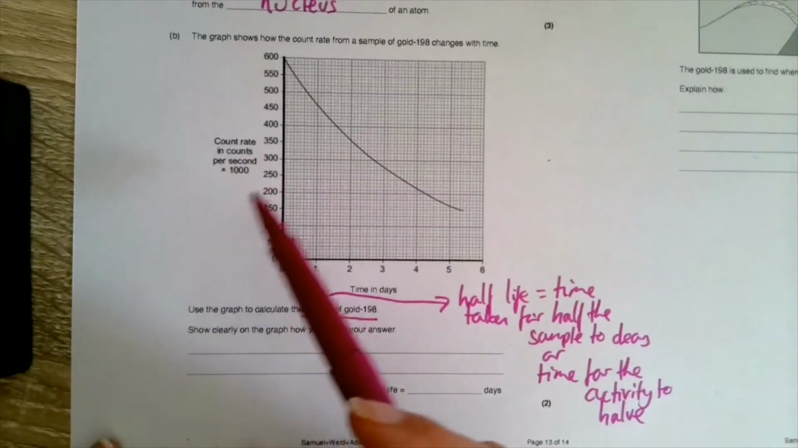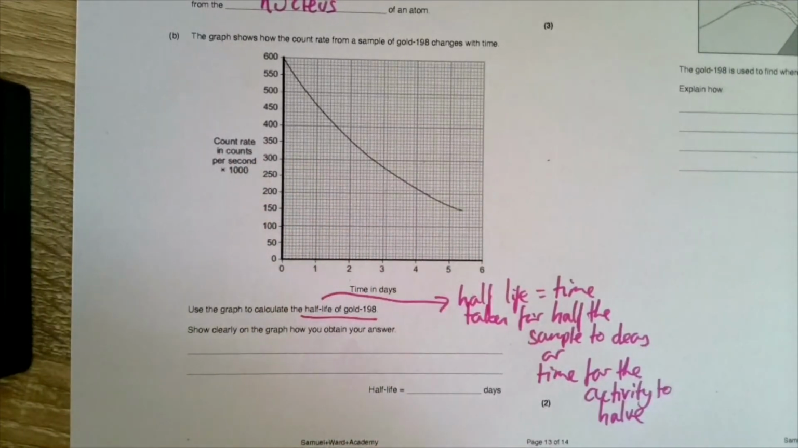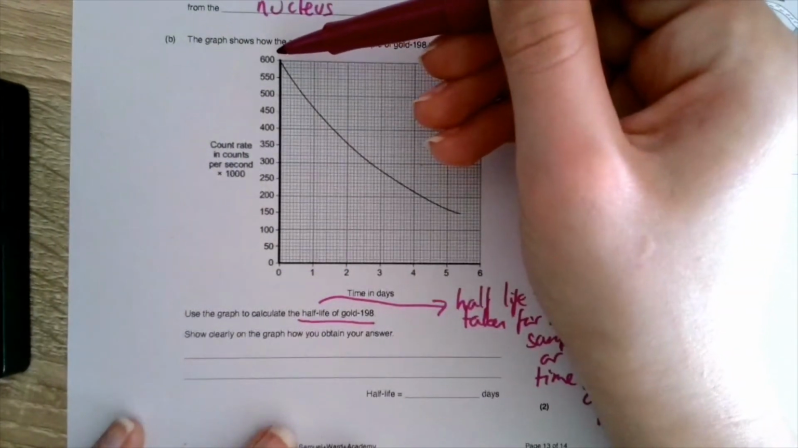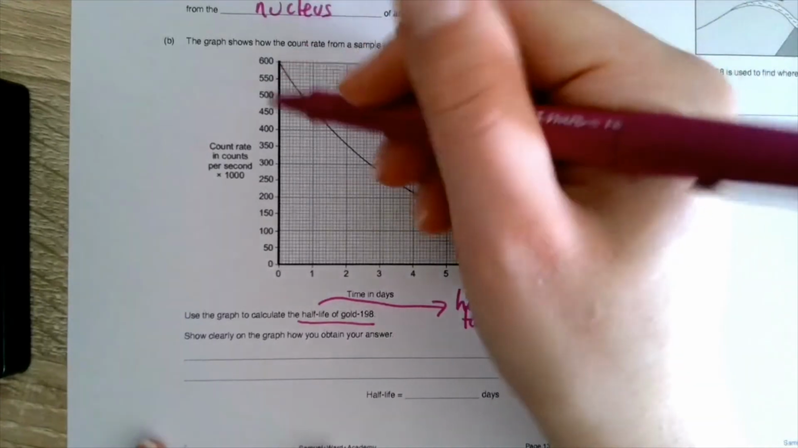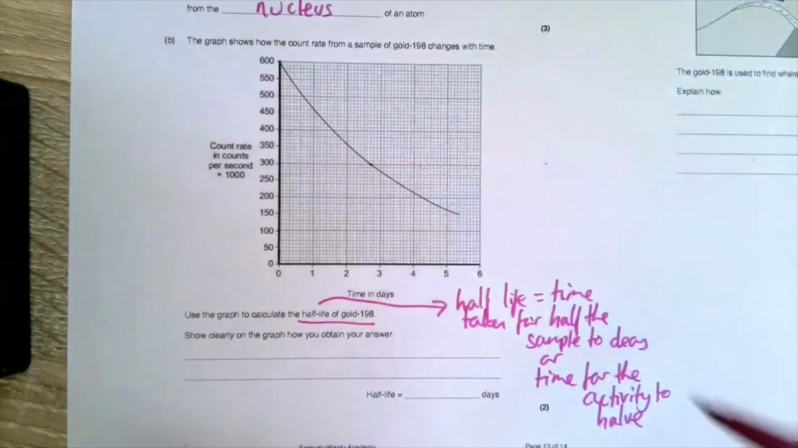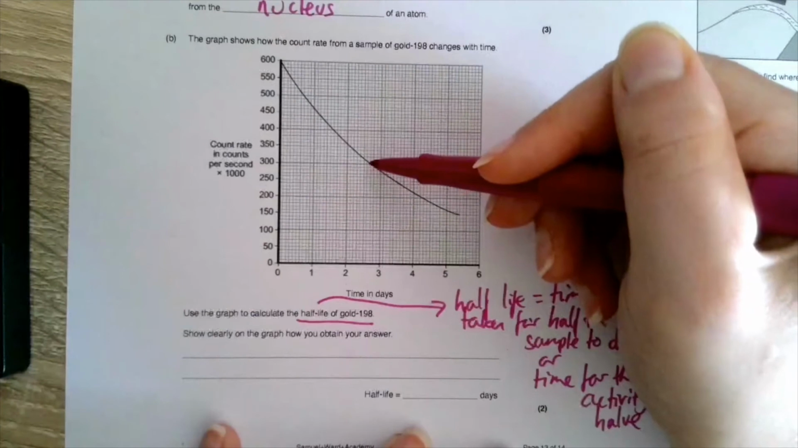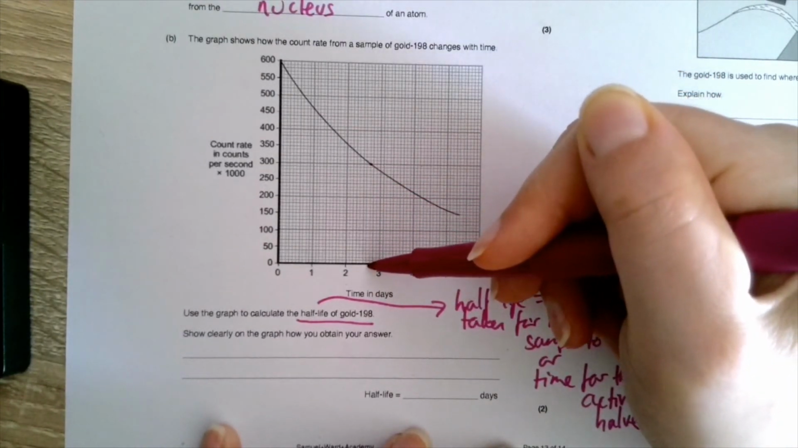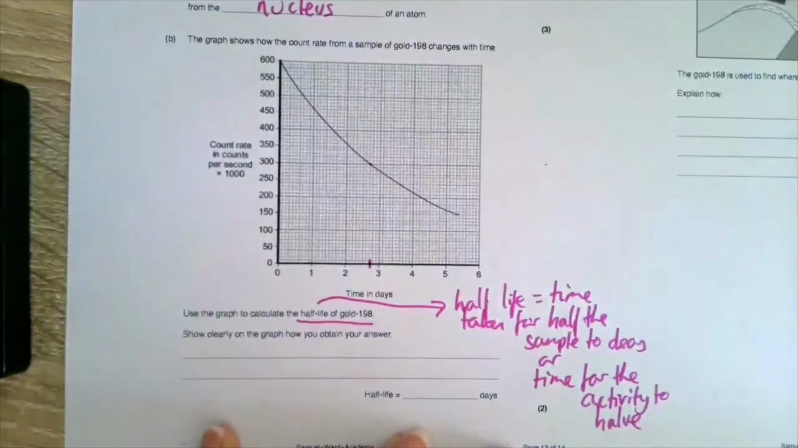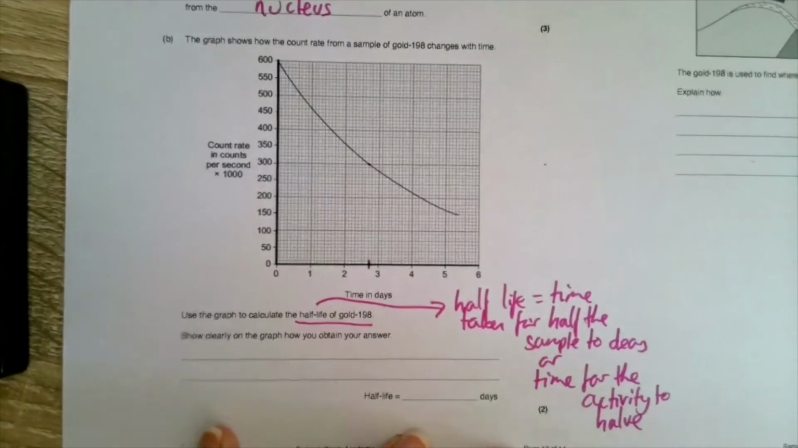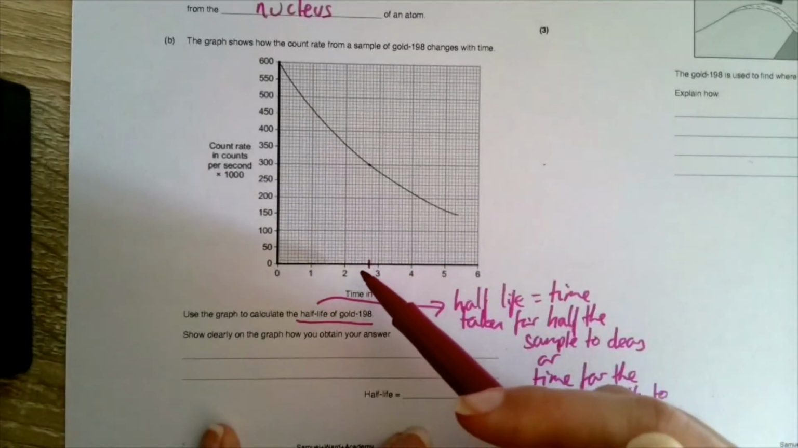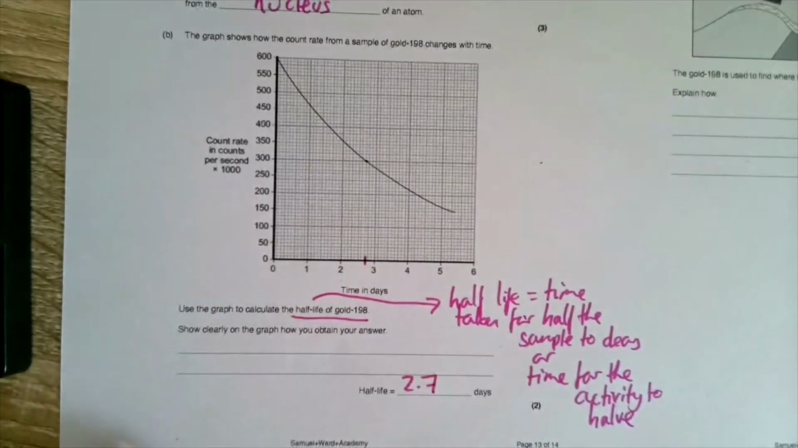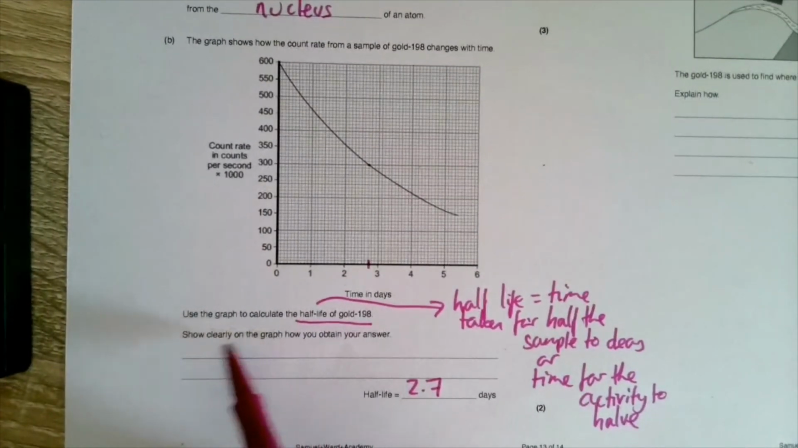So here we're looking at a count rate, and so we're looking at our activity. So if it's starting at 600, our half-life is going to be the time it takes for it to get to 300, which is here. And that looks like 2.7 days.